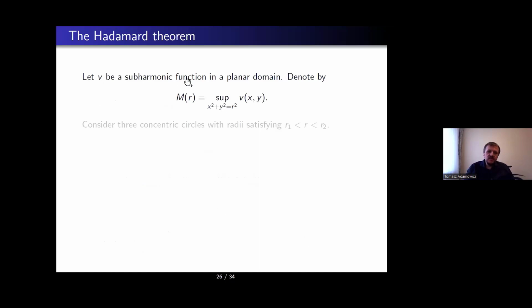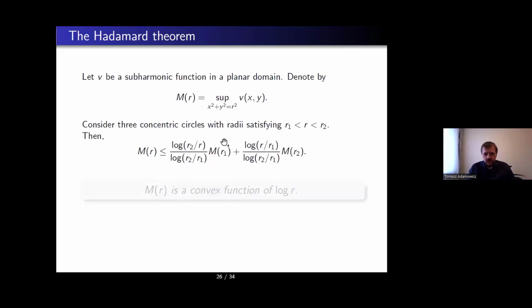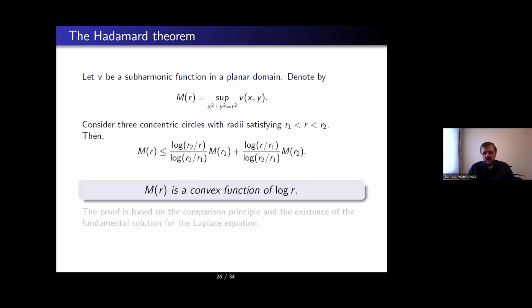If V is a subharmonic function in the plane, and we denote by M of R the supremum of this subharmonic function over a circle centered at origin with radius r, then for three concentric circles, R1, R, and R2, we may show the following inequality, which can be seen as a statement that this maximum M of R is a convex function of the logarithm of radius R. And this theorem was stated by Hadamard in a letter to a friend and proved something like 20 years after this letter was sent. Hadamard didn't bother to provide the proof.